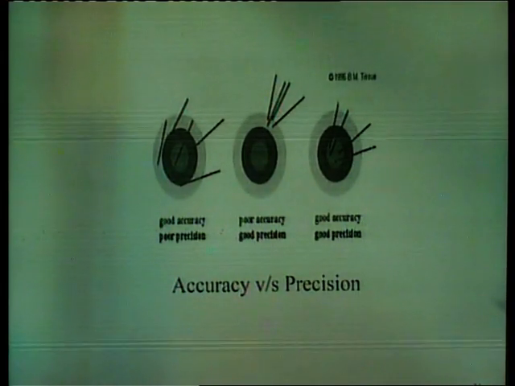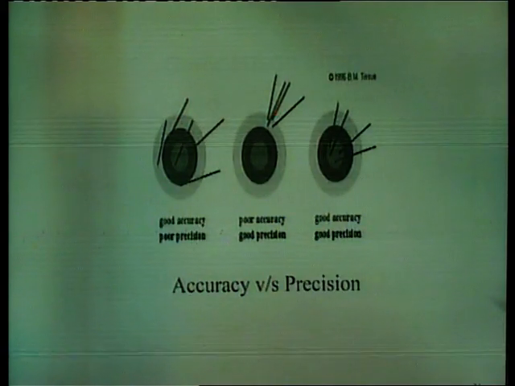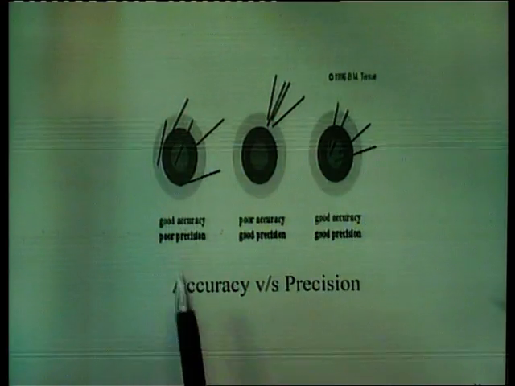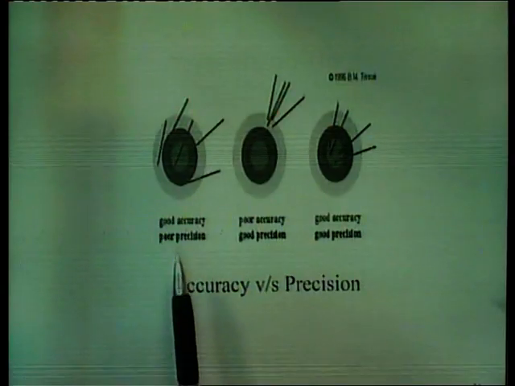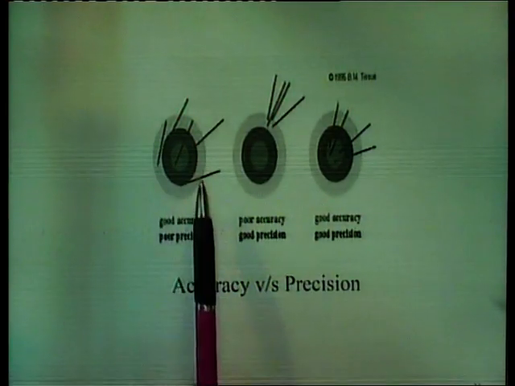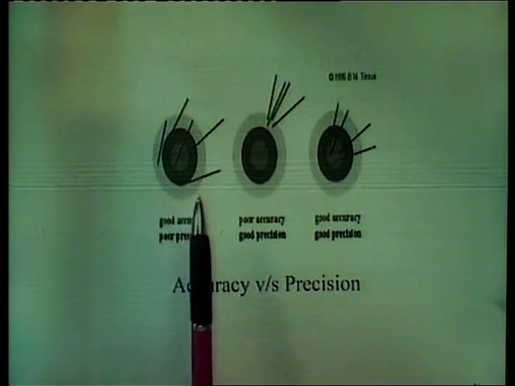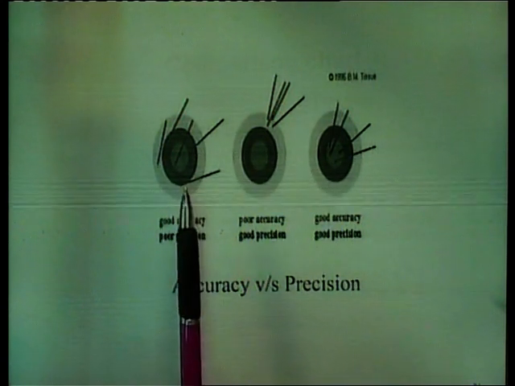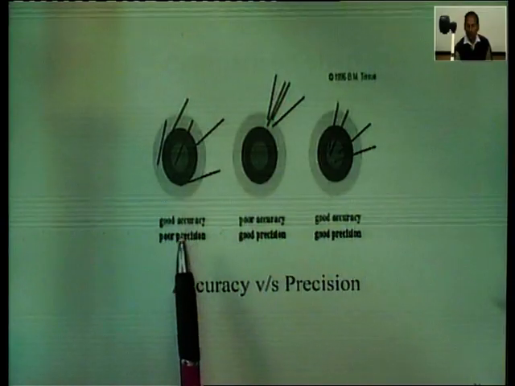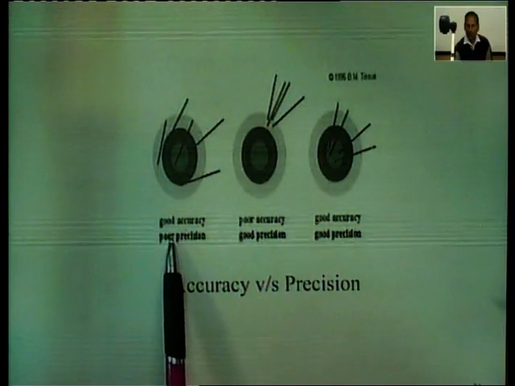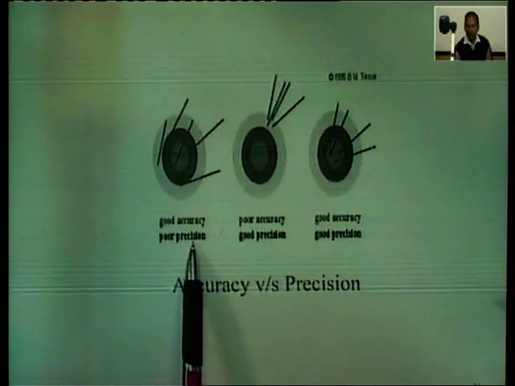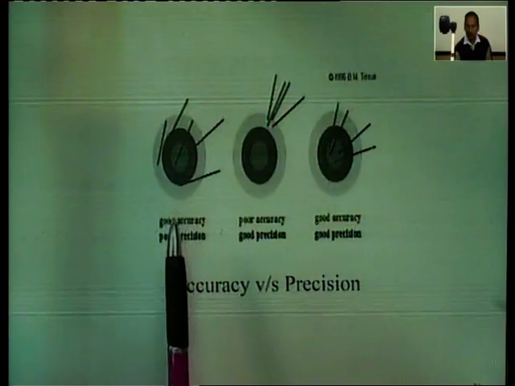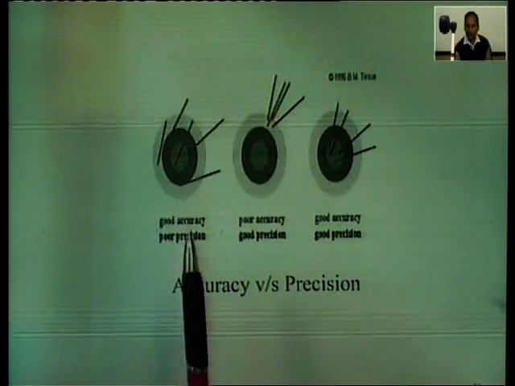So here in this diagram we can compare accuracy with precision. In the first diagram, we see good accuracy but poor precision. Here the round shape shows a dartboard, and these are the arrows which hit the dartboard. This hitting is good accuracy but poor precision, because all these arrows are far away from each other.